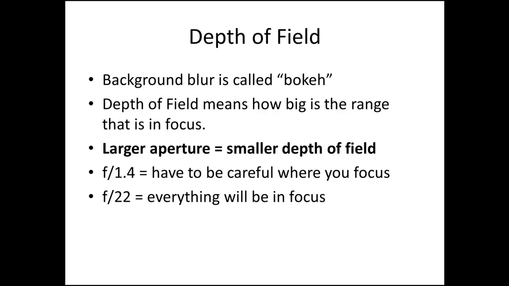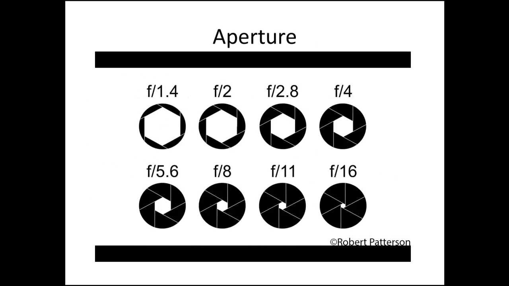Background blur is called bokeh. Depth of field is how large the range of stuff that's in focus is. So a larger aperture is a smaller depth of field. What that means is, if you're shooting at f1.4, for example, the amount of things that are going to be in focus is very small compared to if you're shooting at f16, where a lot of different things are going to be in focus, like a landscape.